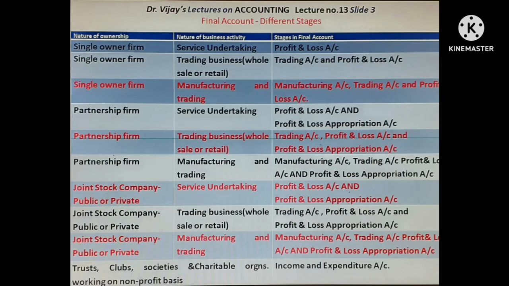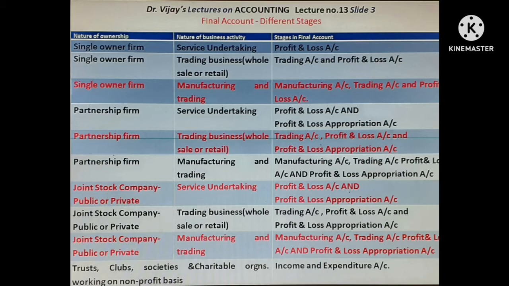Now, coming to joint stock companies, public or private. Joint stock companies means business corporations. In India, we call them companies. In Europe and America, they call them corporations. Okay, service undertaking, doing some service activity, has to prepare profit loss account and profit loss appropriation account.